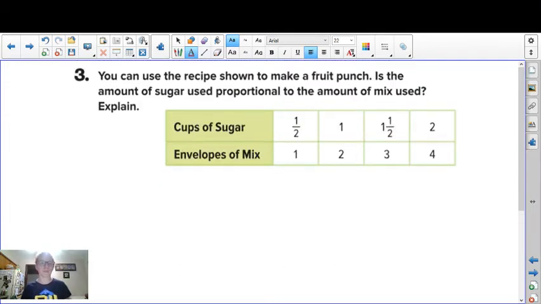Number 3, you can reuse the recipe shown to make a fruit punch. Is the amount of sugar used proportional to the amount of mix used? Explain. By this, it's pretty much like if you were making Kool-Aid. That's what is meant by mix. So you have to mix the powder plus the sugar plus the water. So what I want you to do is pause the video and see if you can figure out if this example is proportional or not.